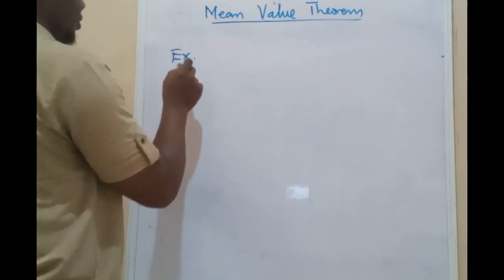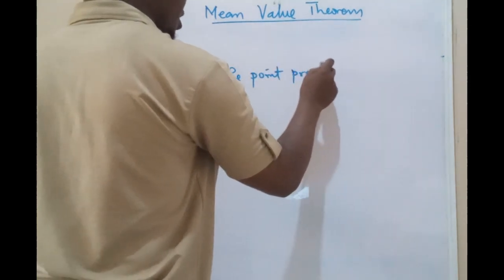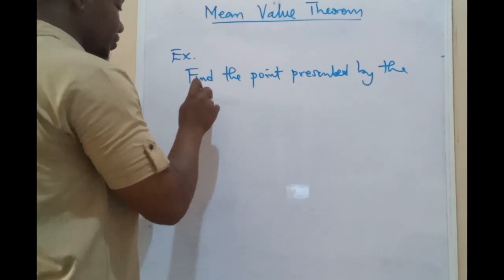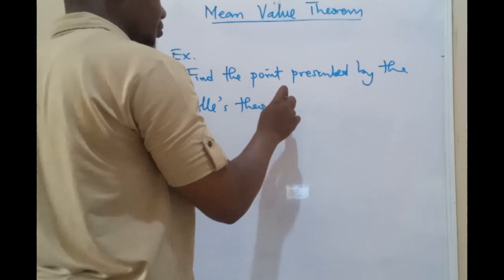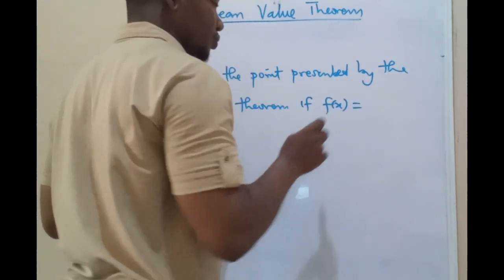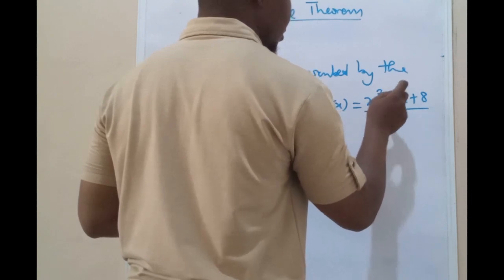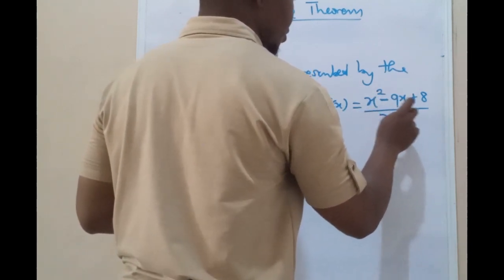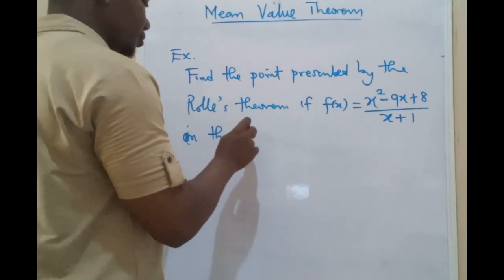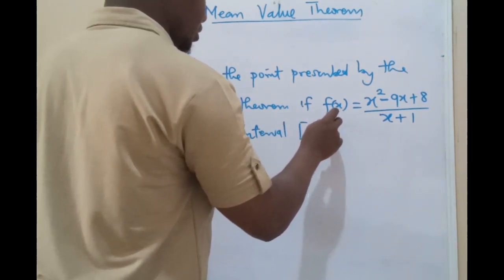So, exercise. Find the point prescribed by the Rolle's theorem if f of x is equal to x squared minus 9x plus 8 all over x plus 1 in the interval 1 to 8.